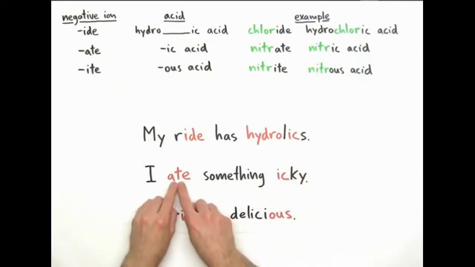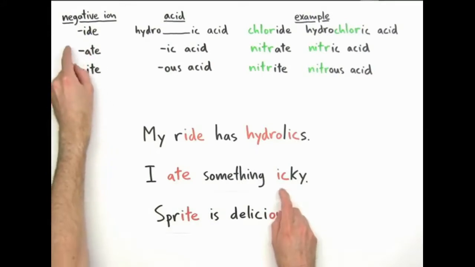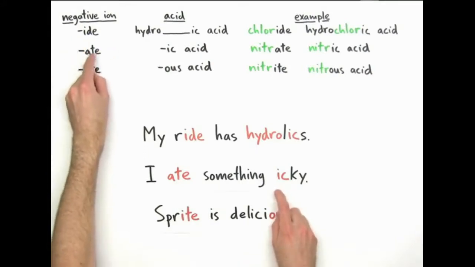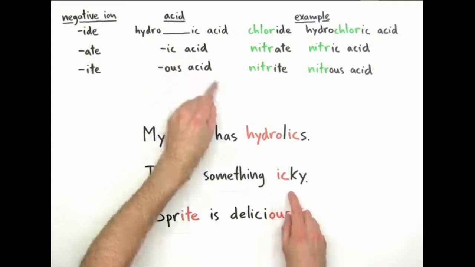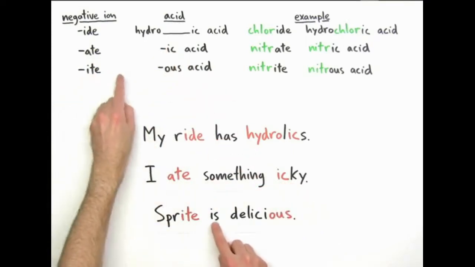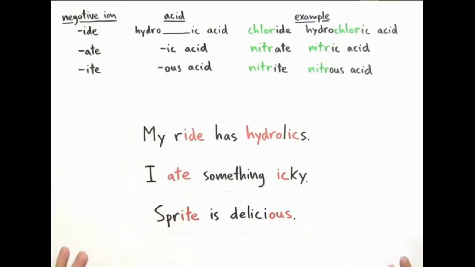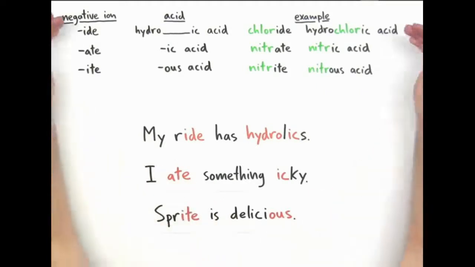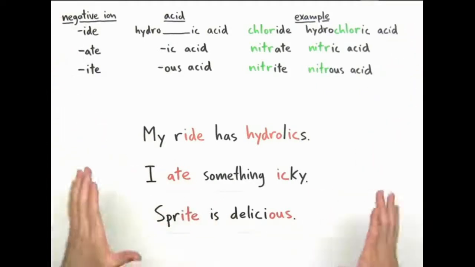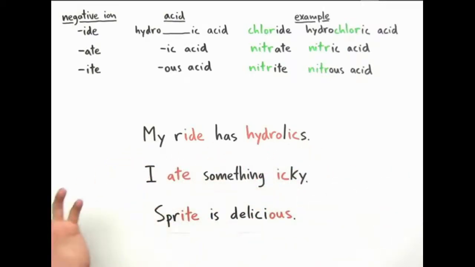And then I ate something icky, because acids that contain ions with ATE at the end are named with IC, okay? And then finally, Sprite, ITE, is delicious, O-U-S. So remember these 3 sentences? You'll never ever have a problem with naming acids. I love this. It's great, particularly this with a ride that has hydraulics. It might be a Lamona GXL.